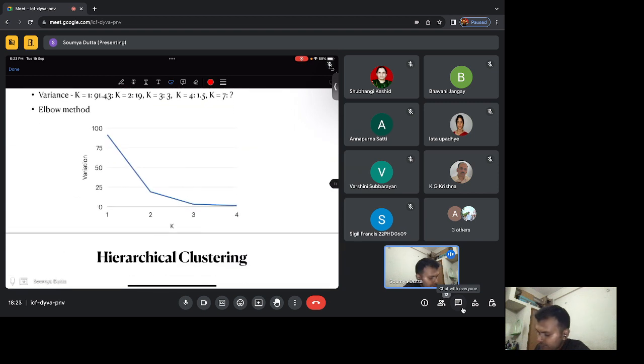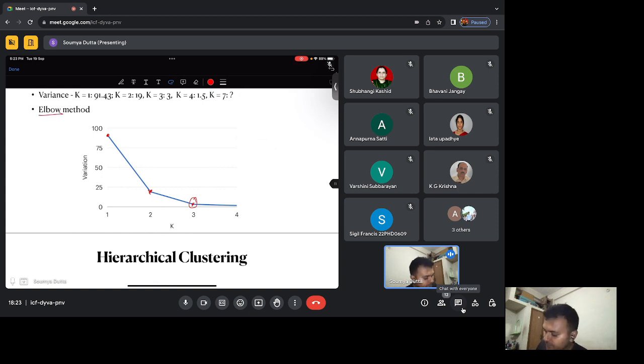So what you need to do is plot the variance versus k. For 1 you had 91 point something, for 2 you had come down to 19, for 3 you had come down to something, and for 4 again you go down. Whenever this curve comes, there is something which people call the elbow method, and some people also call it the knee method. I generally knew it as the elbow method.